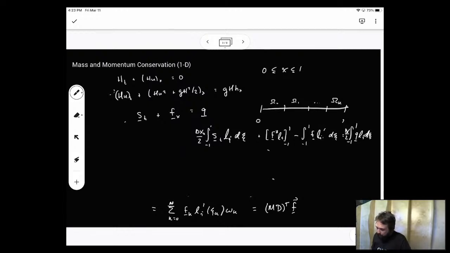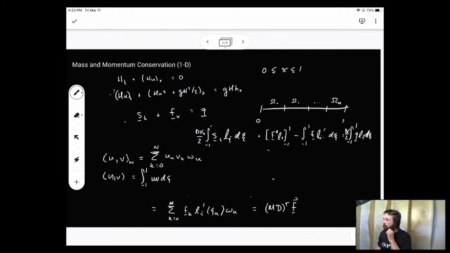If I were to write this in inner product form, we're going to define the inner product here. If I have ⟨u, v⟩ and put a subscript n, what I'm indicating with the subscript n is that I'm doing discrete quadrature. So ⟨u, v⟩_n is just the sum k equals 0 to n of u_k v_k ω_k. And ⟨u, v⟩ without the subscript n is the integral from -1 to 1 of uv dξ, the continuous form.